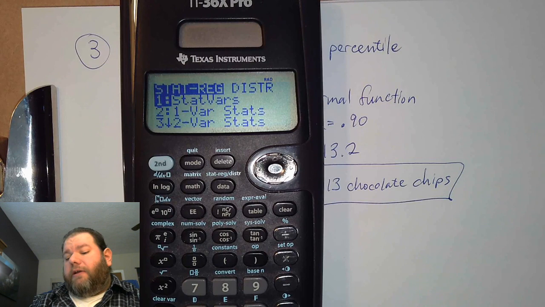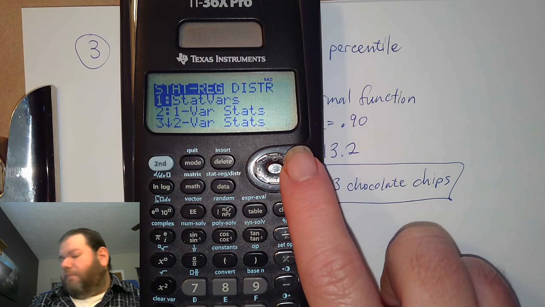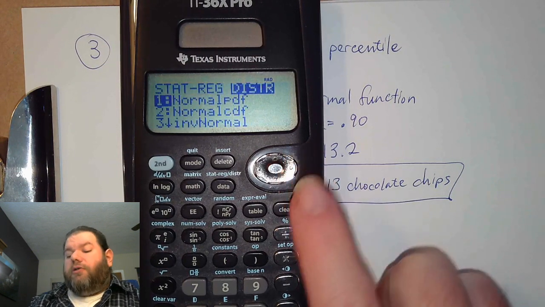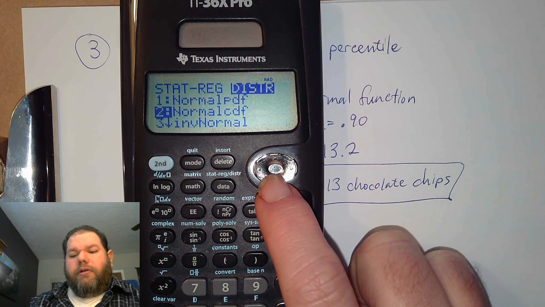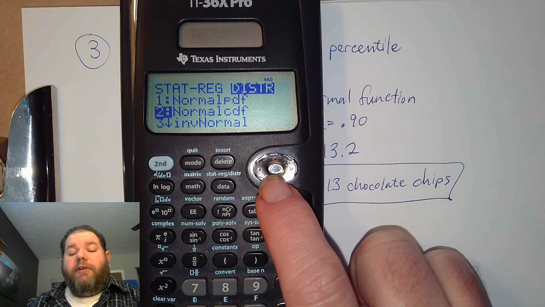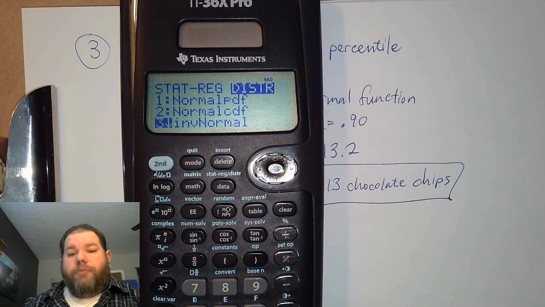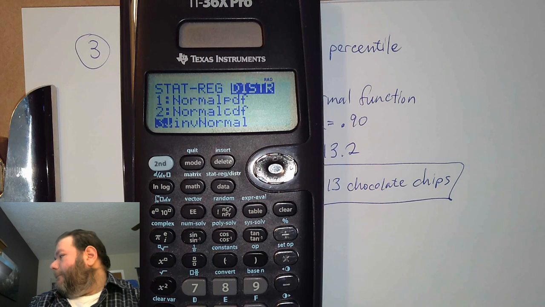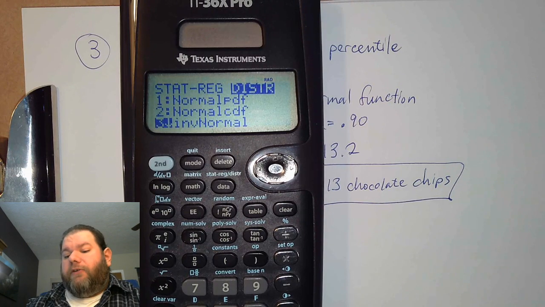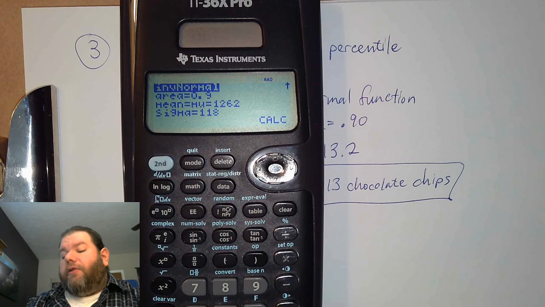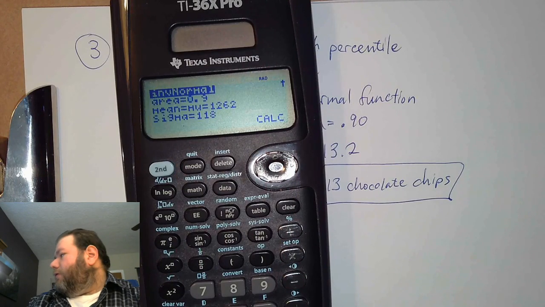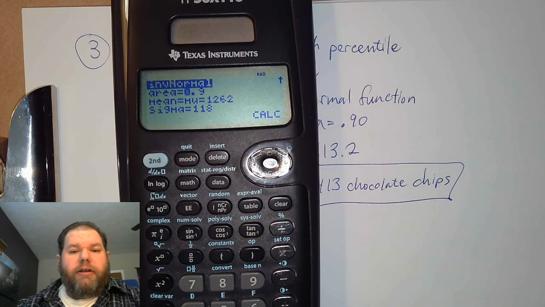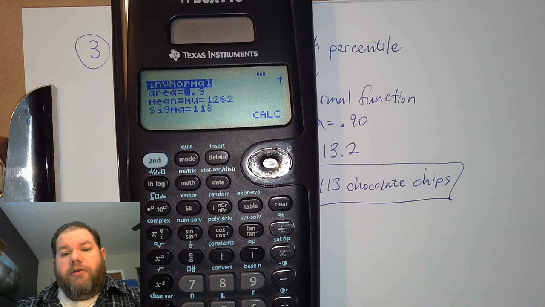So we go to second data. Arrow right to distribution. Most of our problems we're choosing normal CDF anytime we have a z-score. This time we do not have a z-score, we have a percentile. So we go to our third option, inverse normal. Press enter. And then for area, if we have a 90th percentile, we'll put 0.9 there. Whatever percentile it gives us, we'll enter the appropriate number in decimal form for the area.